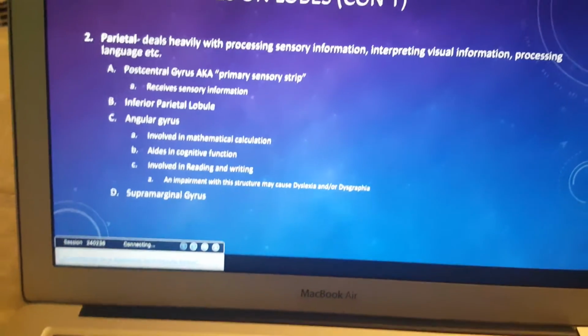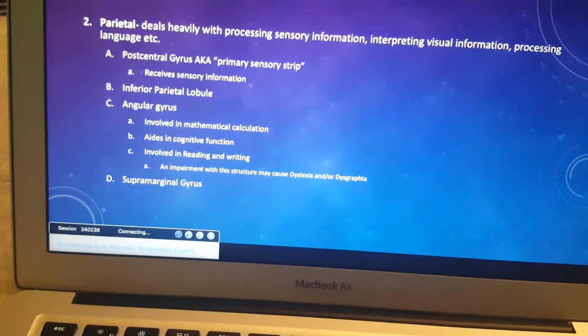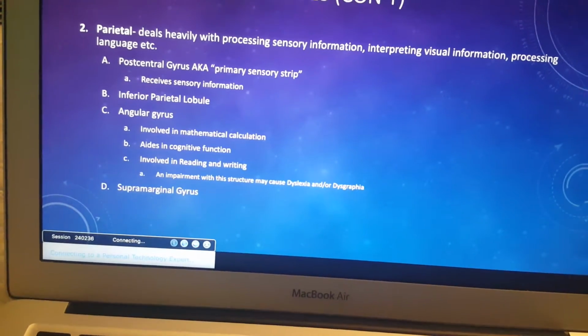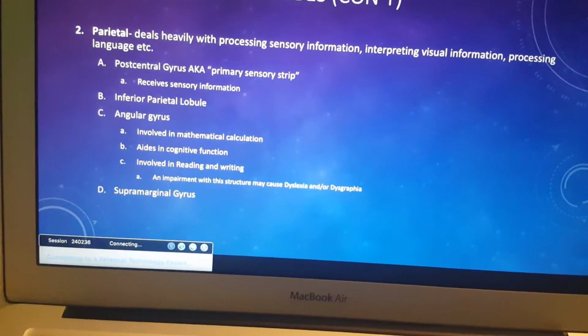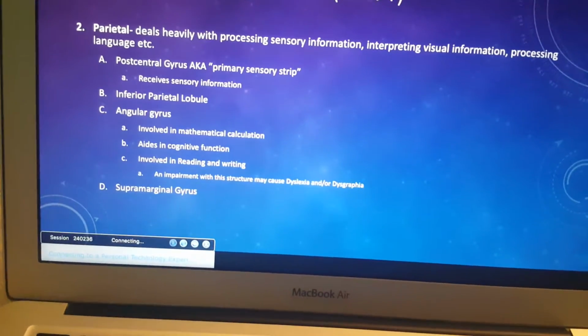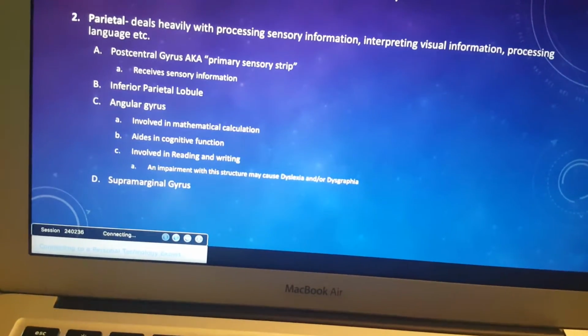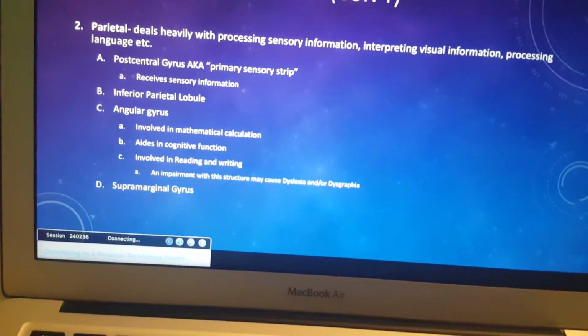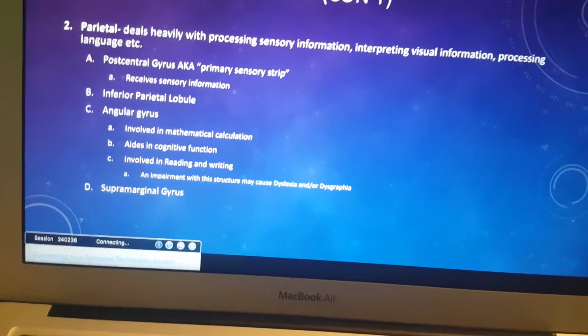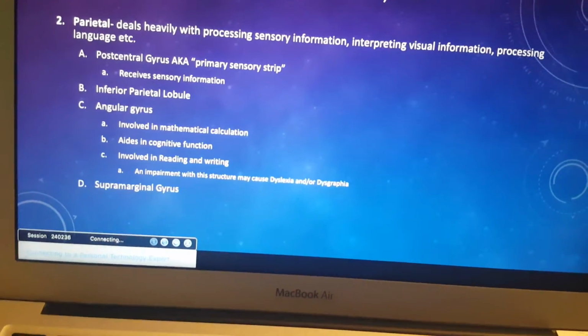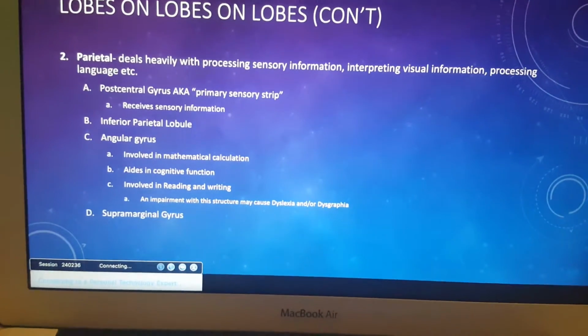We also have our angular gyrus, which is involved in mathematical calculation. It aids in cognitive function, which can go from thinking to understanding to trying to comprehend. And it's also involved in reading and writing. So if there is an impairment within this structure, this can cause dyslexia, which is a reading disorder. And it can also lead to dysgraphia, which is a writing disorder.